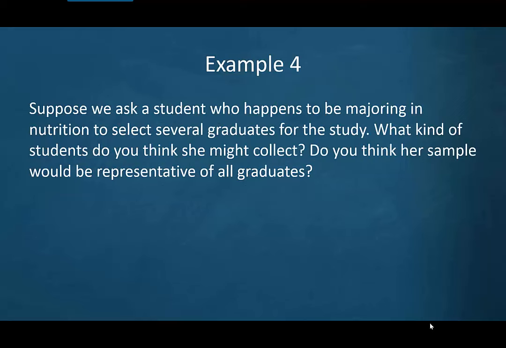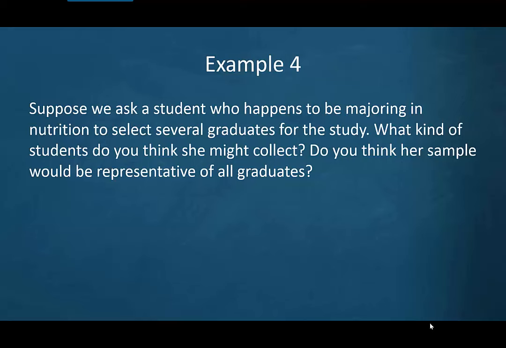Example 4. Suppose we ask a student who happens to be majoring in nutrition to select several graduates for the study. What kind of students do you think she might collect? Do you think her sample would be representative of all graduates? Perhaps she would pick a disproportionate number of graduates from the health-related fields. Maybe her selection would be well represented of the population. If we're selecting samples by hand, we run the risk of picking a biased sample, even if that bias is unintentional or is a bit difficult to discern.